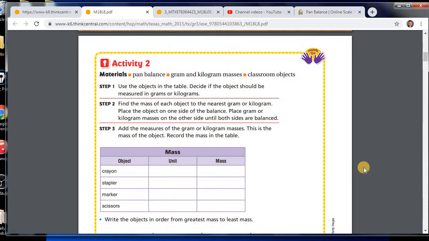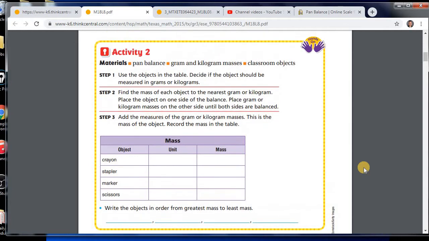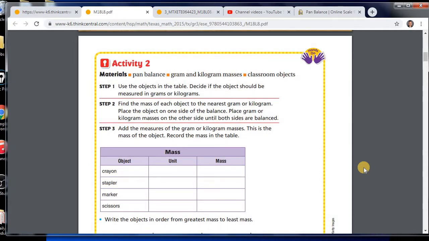And of course, we don't have a scale with us right now because of the situation that we're in right now. But we can use this to more or less look at what we're going to use to weigh the objects. Okay, so if we look at these objects here, most of these we're not going to weigh in kilograms. Most of these will probably weigh less than 1,000 grams. So I'm going to use grams here, and I'm going to use grams for all of them.